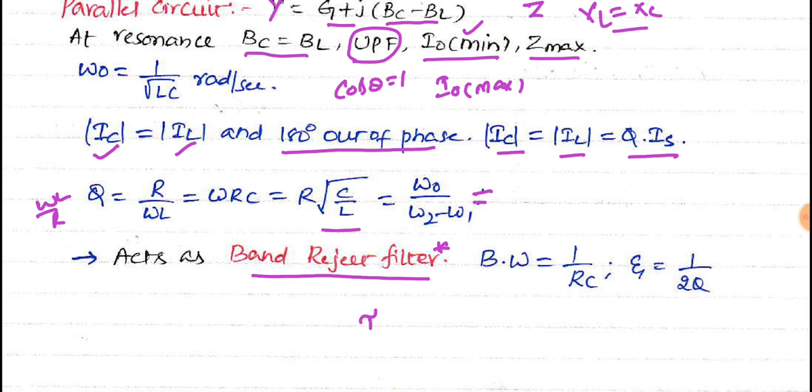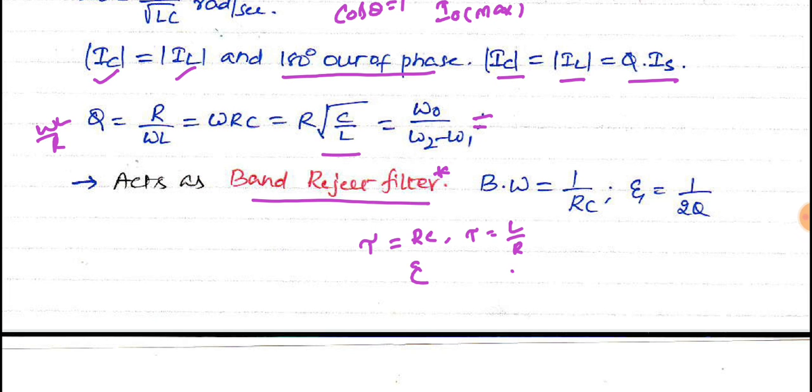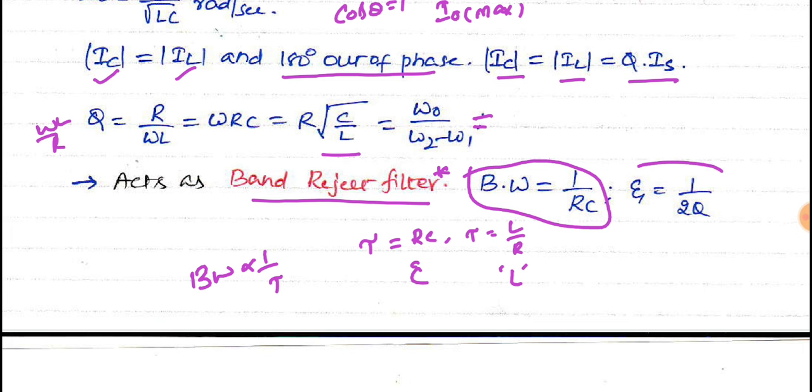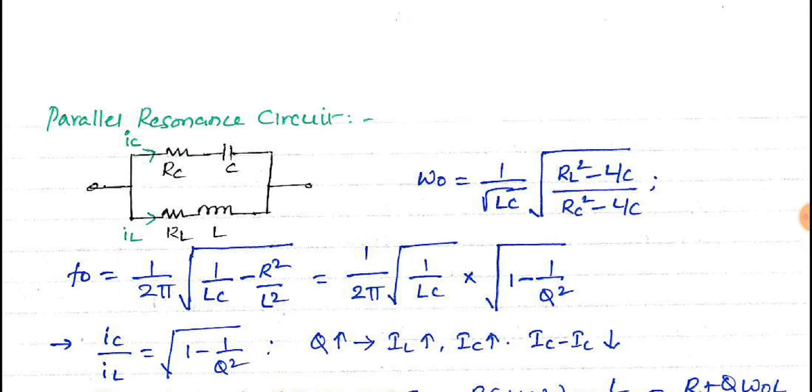What is the time constant of an RC network? Time constant is equal to RC. Okay, and the time constant is equal to L by R. So this is for the capacitor, and this is for the inductor. So what is the bandwidth here? Bandwidth is inversely proportional to time constant, you can say, right? So for an RC network, bandwidth is 1 by RC, and zeta is equal to 1 by 2Q here. So similarly, you can compare here and study.